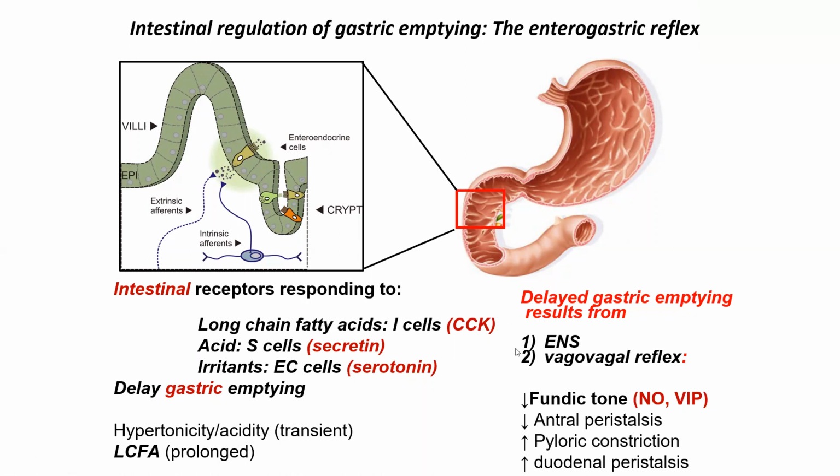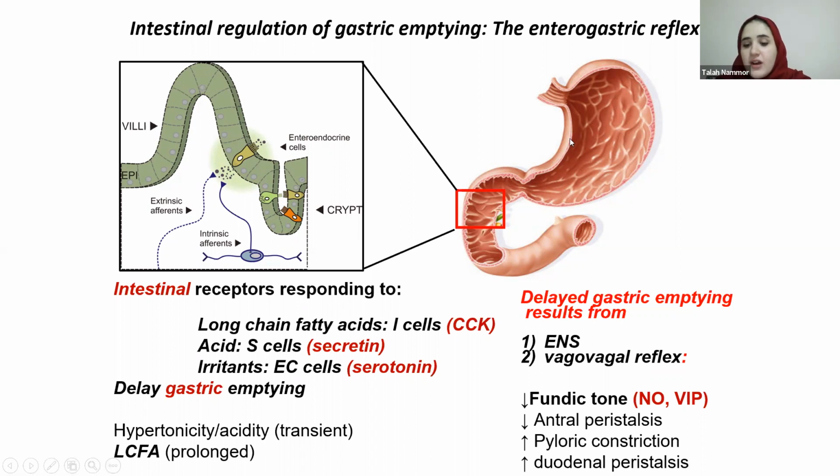I was just going to say that in the upper region, the NO and VIP inhibit the constriction, so they relax it, and in the lower region they constrict it more, right? Yes, exactly. A decrease in fundic tone means relaxation, so basically accommodation. That's true. So fundic tone is relaxed.